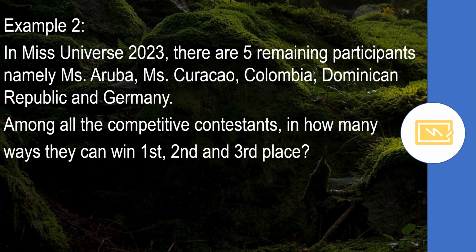Dito, ano kaya ang value ng ating N? So, since we have 5 remaining participants, 1, 2, 3, 4, 5. So, meron tayong 5 as the value of our N. Ano naman ang value ng ating R? So, ilang beses daw natin pwede mapili si first, second, and third. So, that will be your R, the value of our R. So, meron tayong 3 as the value of R.